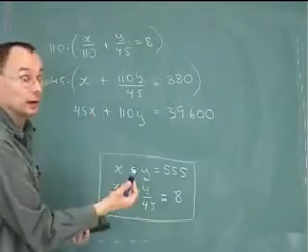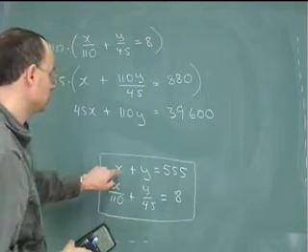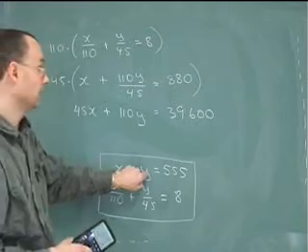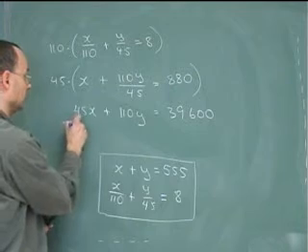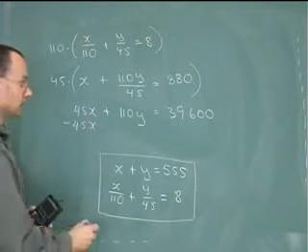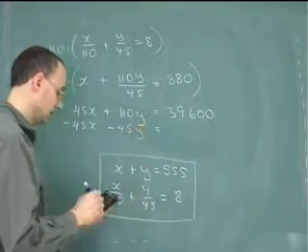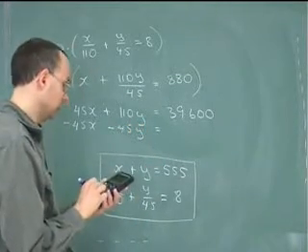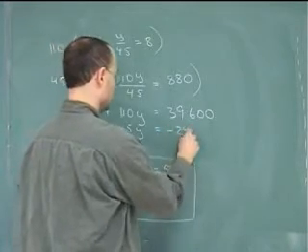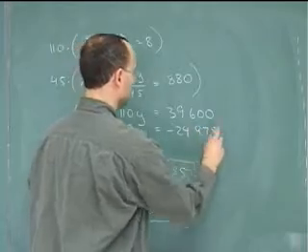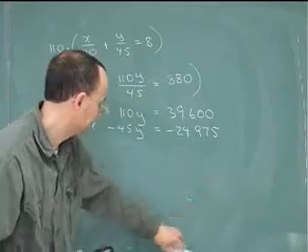To get something to eliminate, the least amount of work that I have ahead of me is to just take this one here, the x plus y, and multiply that by negative 45. So I'm going to write that right underneath here. Negative 45 times x, negative 45 times y, and negative 45 times 555. So that's negative 24,975. I'm going to take those two equations and add them up.